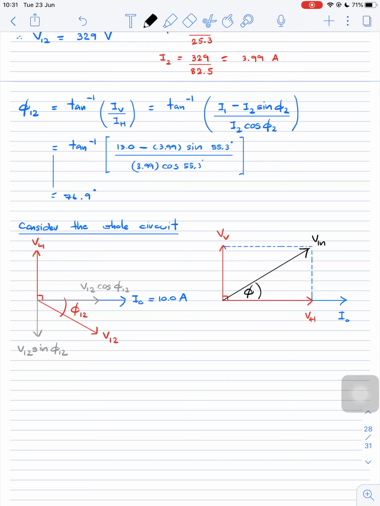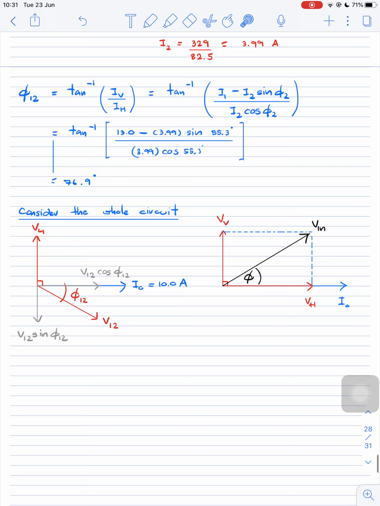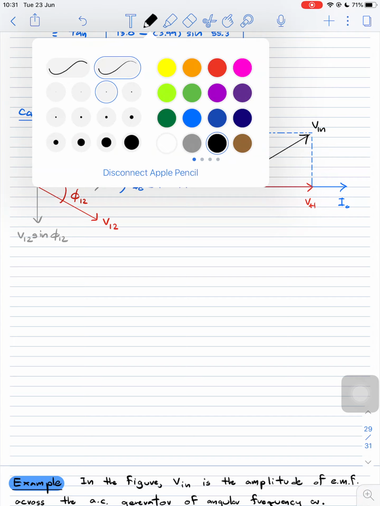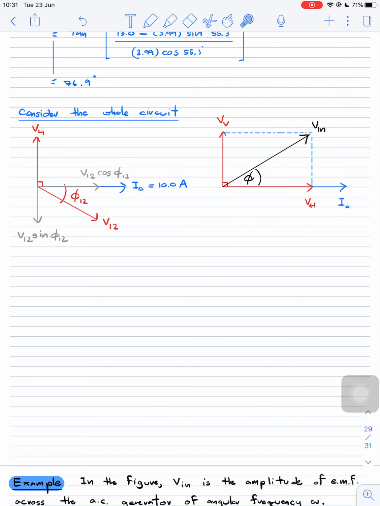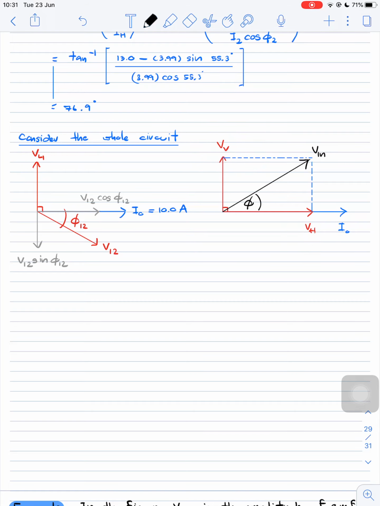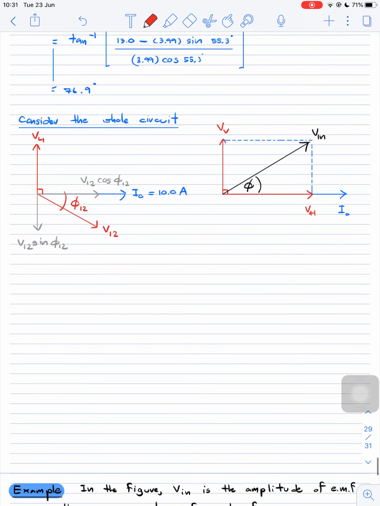Now we need to find the V in and the phi. Let's start from finding the VH and the VV first, and then find the V in. But before finding the VH and the VV, we need to know the VL1 first. How about we start from the VL1?